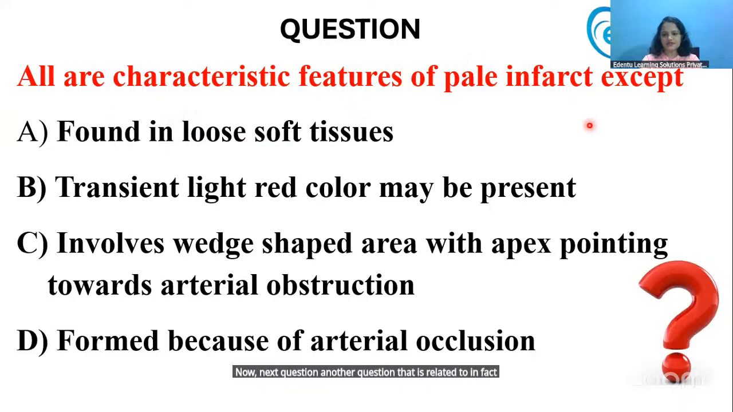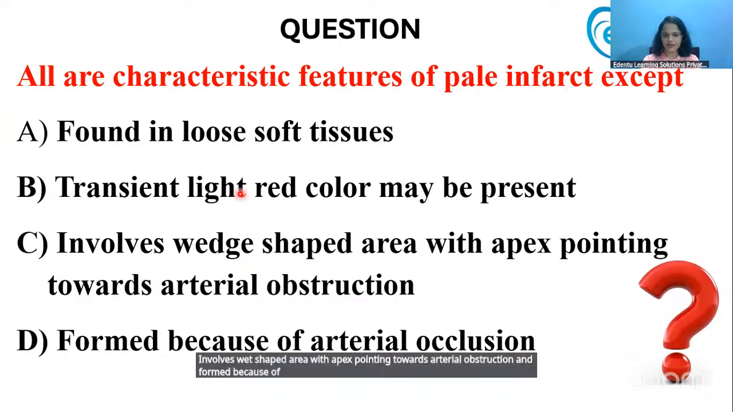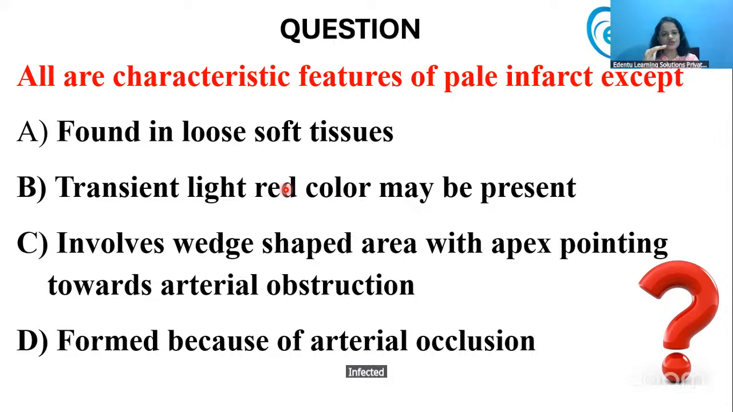All are characteristic features of pale infarct except: it is found in loose soft tissues; transient light red color may be present; involves wedge-shaped area with apex pointing towards arterial obstruction and formed because of arterial occlusion. So option B, yes, it can be light red in color because in acute pale infarct cases, you'll be able to see a reddish color in the borders that will give a light red color to the infarcted area also. So transient light red color can be seen in the pale infarct.